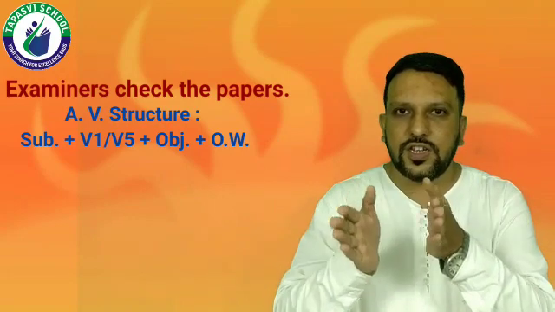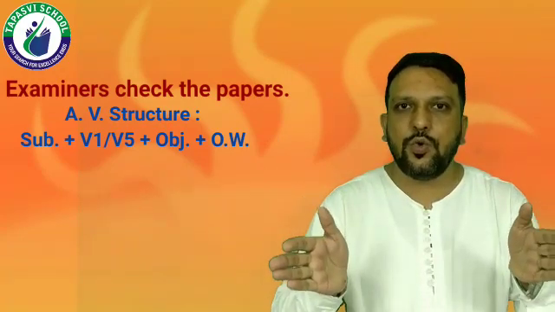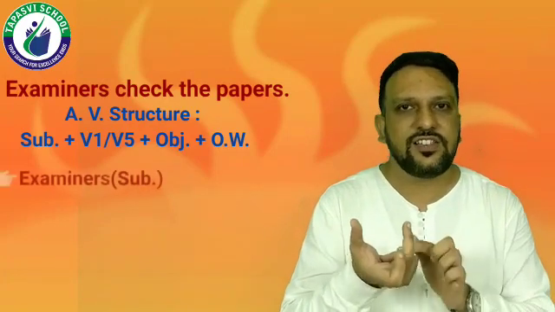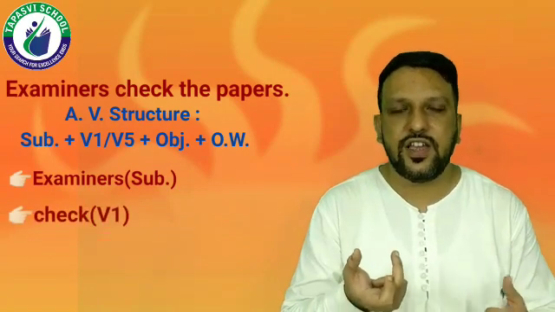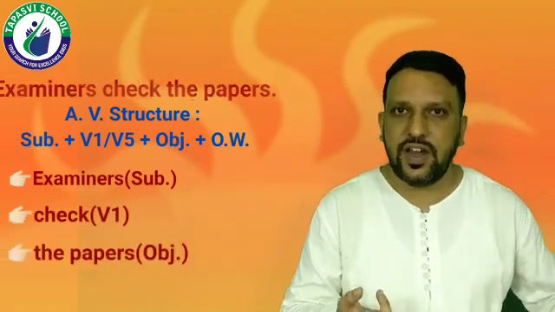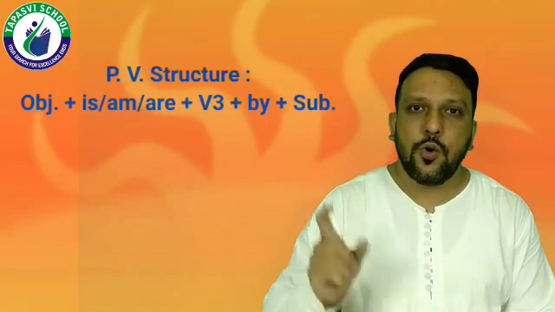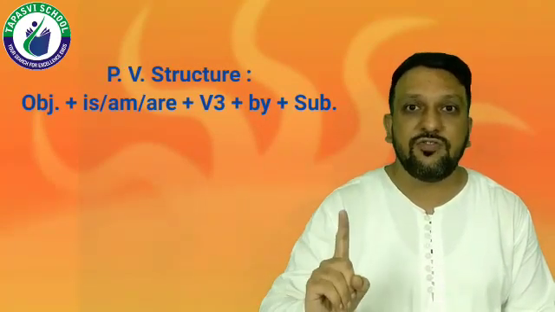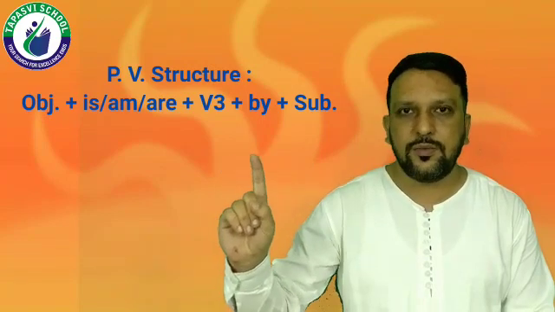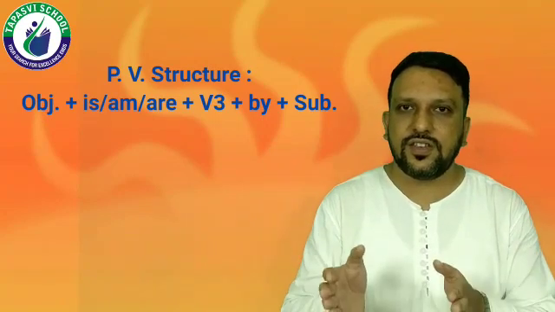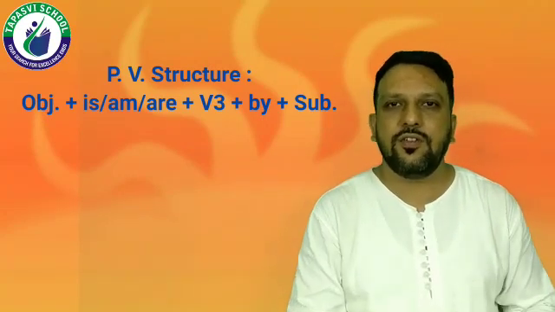If you bifurcate this example into the active voice structure, the first word is examiners, which is the subject, plus check is V1, and the papers is the object. Now you need to transform it into a passive voice sentence. What is the structure of passive voice, students? The passive voice structure is object plus is/am/are plus V3 plus by plus subject. So here you just need to separate the subject and object, and convert V1 into V3.